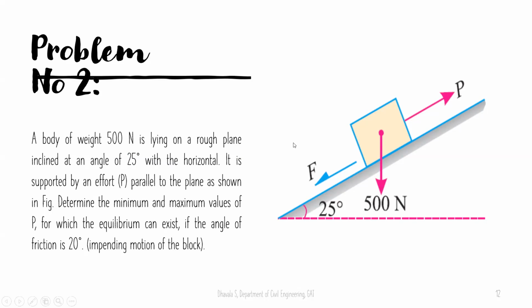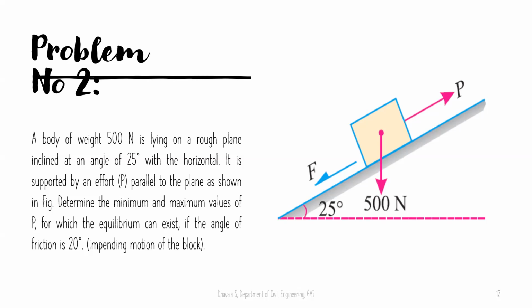at 25 degrees to the horizontal surface. The weight of the block is 500 Newton. It is supported by an effort P which is parallel to the plane as shown in the figure. Determine the minimum and maximum value of P for which the equilibrium can exist if the angle of friction is 20 degrees. And one more component is given over here, which states impending motion of the block.